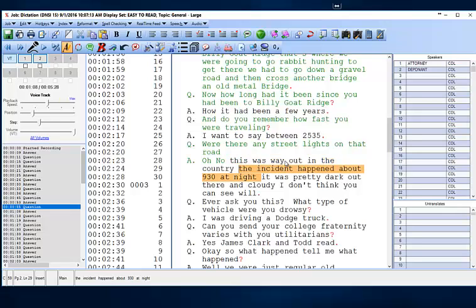The incident happened about 9:30 at night. Okay, that's correct. It was pretty dark out there and it's cloudy. I don't think you could see the moon. Hugo, I forgot to ask you this question, Mike.